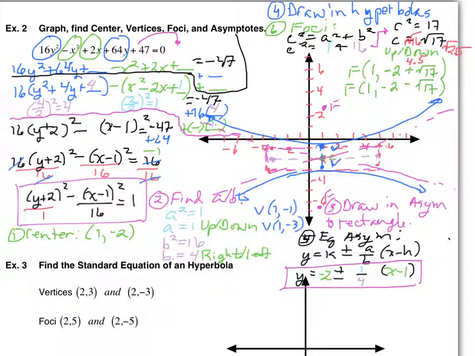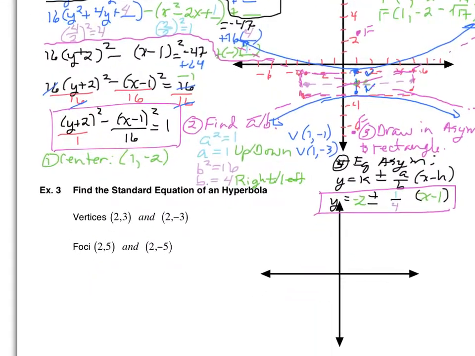Questions before we do the last example? Most of it is just drawing and identifying, or using a formula and plugging in. Good, any complaints if I move?